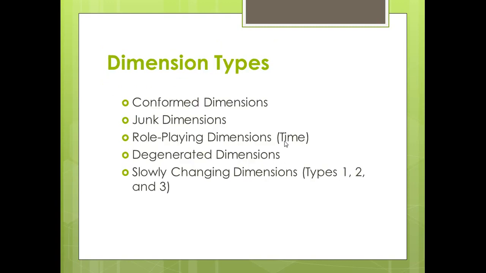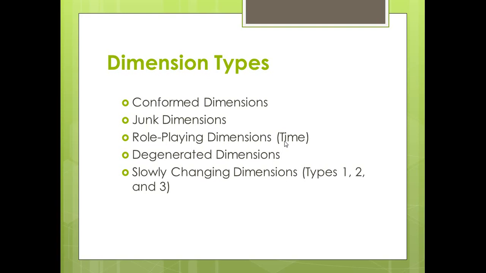Okay, so now as we get further into dimensional modeling, you'll hear terms mentioned like conformed dimensions, junk dimensions, role-playing dimensions, degenerated dimensions, and slowly changing dimensions. What are these? Well, a conformed dimension is basically a dimension that is shared by two or more fact tables. So as I showed you before with the bus schema, the utilizing of a single dimension by more than one fact table would be considered a conformed dimension.